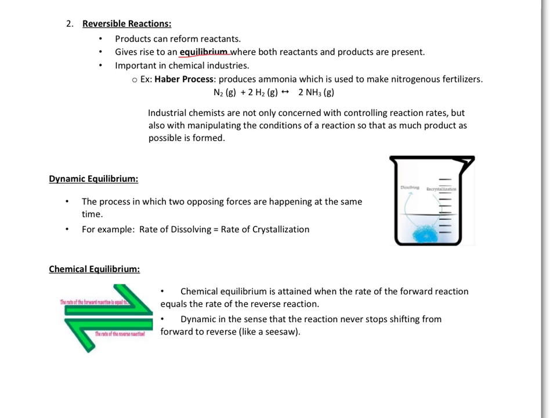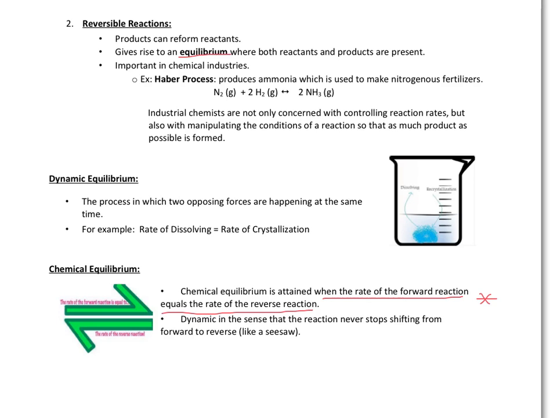A dynamic equilibrium is a process in which two opposing forces are happening at the same time. For example, the rate of dissolving and the rate of crystallization. Chemical equilibrium is attained when the rate of the forward reaction equals the rate of the reverse reaction, meaning how fast products are formed is how fast reactants are formed. We do not need to have the same concentrations of reactants and products, we just simply need to be making them at the same rate or at the same speed. It's dynamic in the sense that the reaction never stops shifting from forward to reverse and back again, like a seesaw.